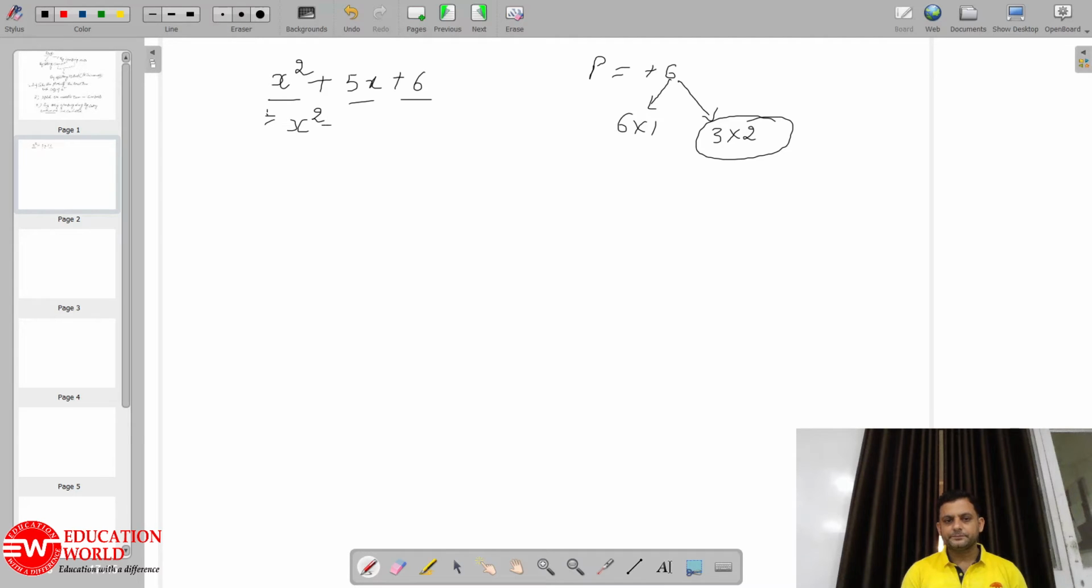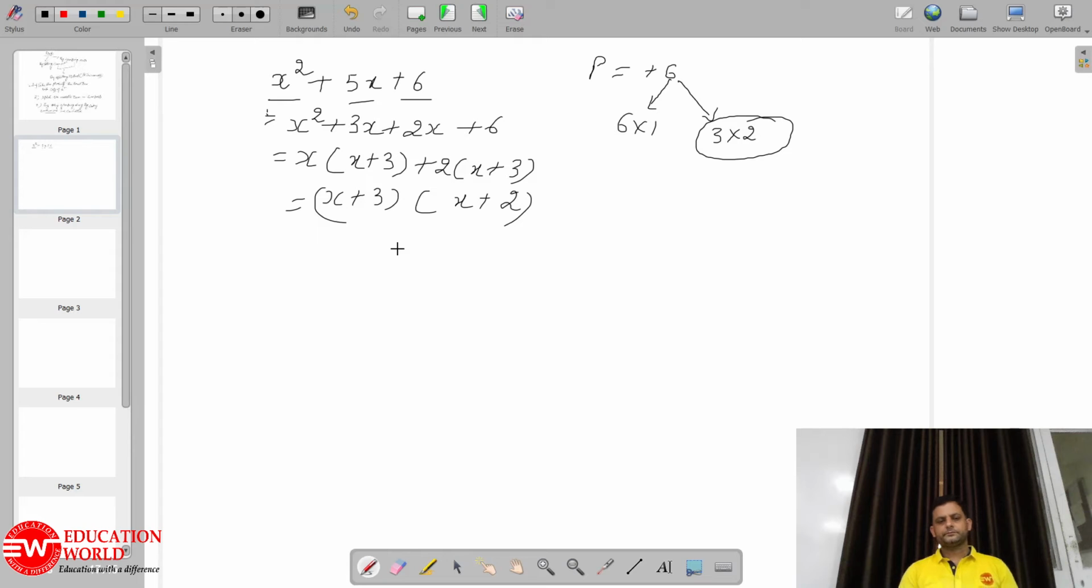So x square plus 3x plus 2x plus 6. Because the product is positive, whatever the sign of the middle term, the same I will assign to both. So x times (x plus 3), plus 2 times (x plus 3). So it will be x plus 3 and x plus 2. Okay, clear?